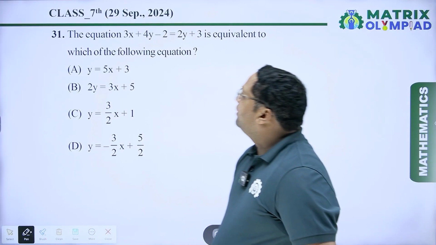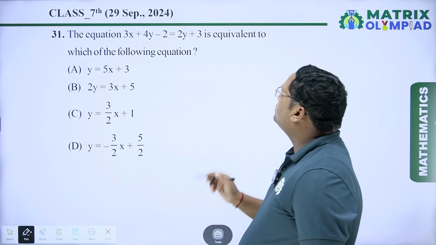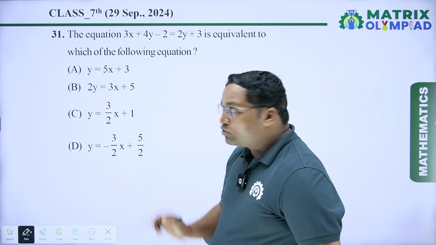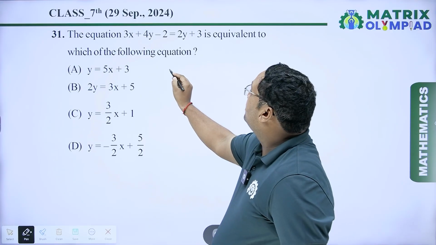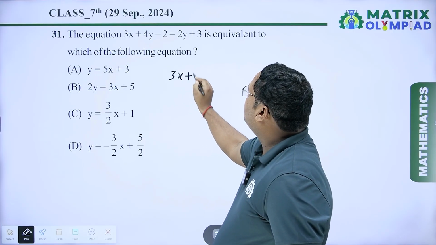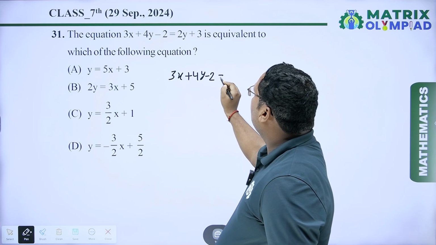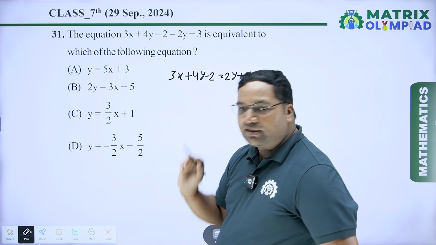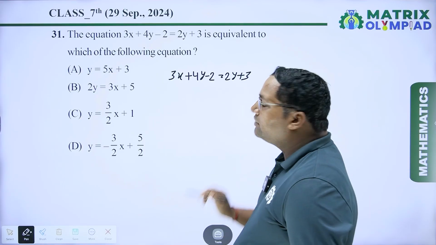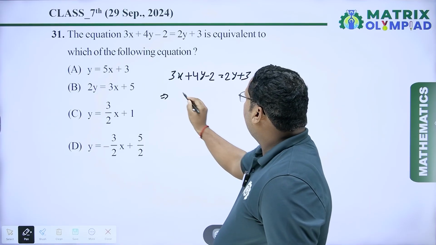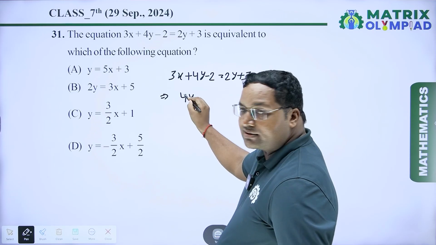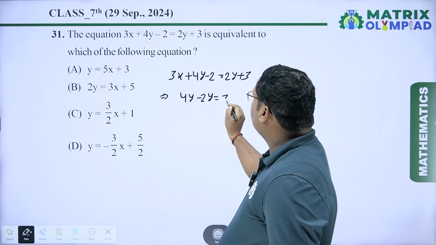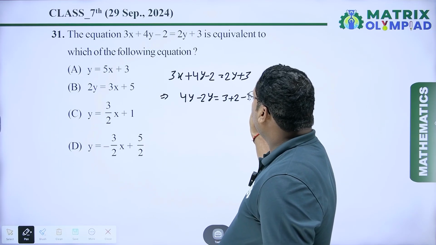Question number 31. The equation 3x plus 4y minus 2 equals 2y plus 3 is equivalent to which of the following equations? So we have to solve this equation first. It is 3x plus 4y minus 2 equals 2y plus 3. In all the options, the value of y is given, so let's calculate the value of y. It is 4y; this 2y comes here, so it is minus 2y. And this minus 2 goes there, so it is 3 plus 2 minus 3x.